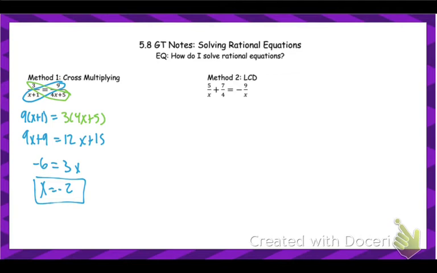Typically, an extraneous solution is going to be one of those excluded values. So typically, it would be a value where you'd be dividing by 0. So like if I got negative 1 as an answer here, that would be an extraneous solution.